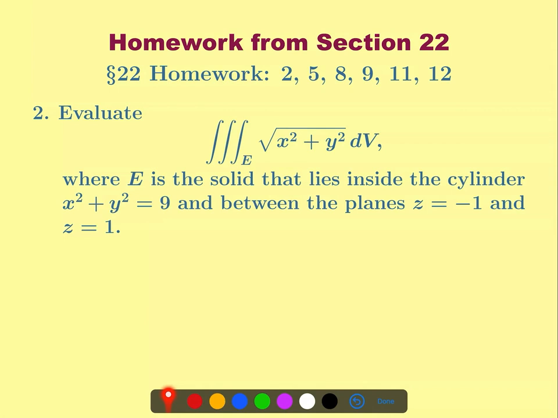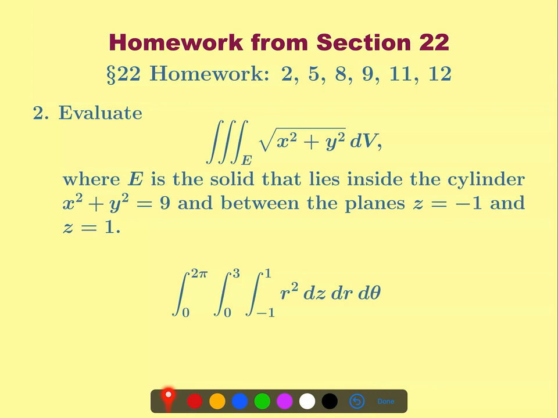So we set up the r and theta for our cylindrical coordinates just like we would for polar coordinates if we had a circle of radius 3. And theta is going to go from 0 to 2 pi, and r is going to go from 0 to 3. And then we can see, since we're between these two planes, this is the bottom surface, z equals -1, and the top surface is z equals 1. So we're just going to go from z equals -1 to z equals 1. So this is the setup.